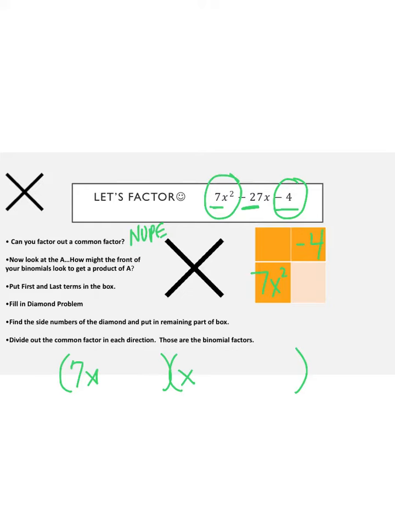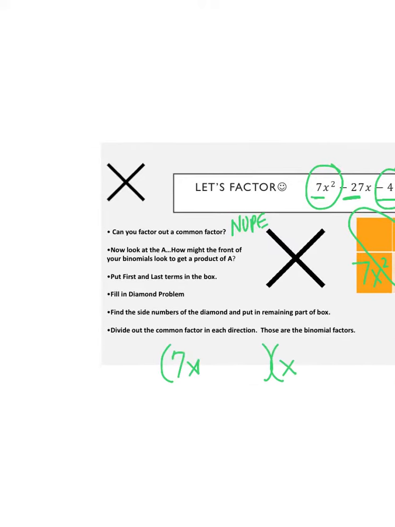We know that that's our first term and our last term, but what we're going to be looking for right now is our other parts, our like terms that we normally have right here, right? We're looking for that part. That's the part we don't know. So we're going to use a diamond problem to help us. And this is how we use the diamond problem.